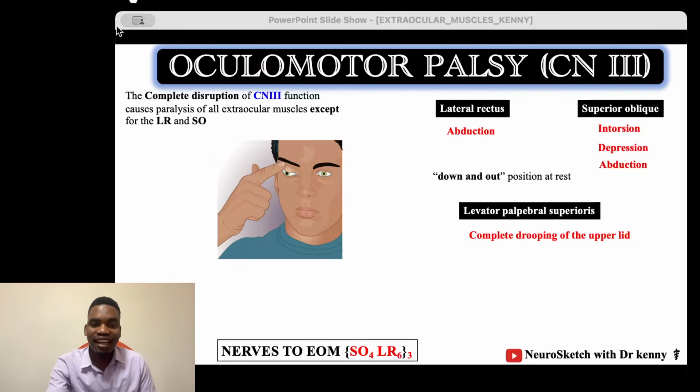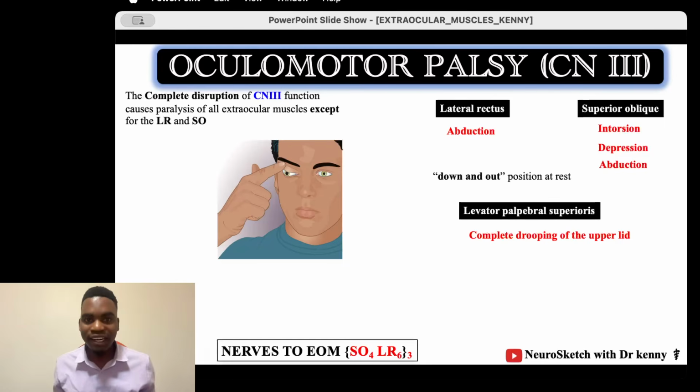So the patient can never open the eye unless he uses manual elevation, lifting it with his finger. Otherwise, he will never elevate it. So that is another part of the classical presentation of oculomotor palsy. Are we done with the oculomotor nerve already?